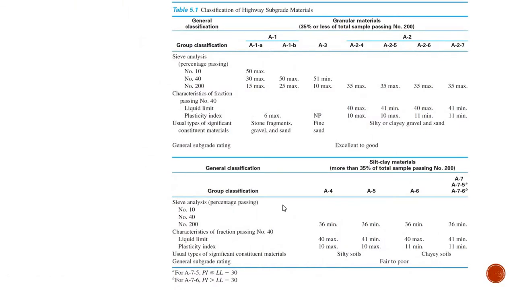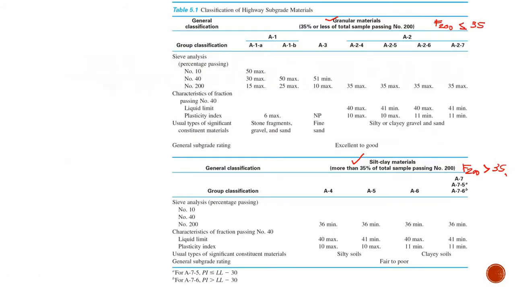So there are 2 general classifications: the granular material, and the silt and clay material. This is when F200 is less than or equal to 35. And then this part is if the percent passing sieve 200 is greater than 35%. So these are the group classifications that were mentioned: A1, A2, A3, A4, A5, A6, and A7.